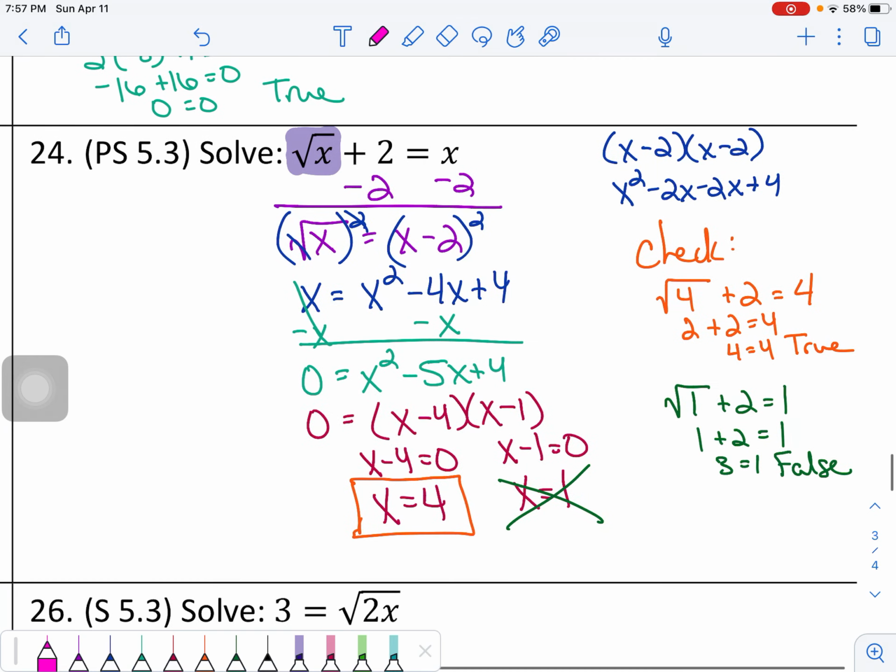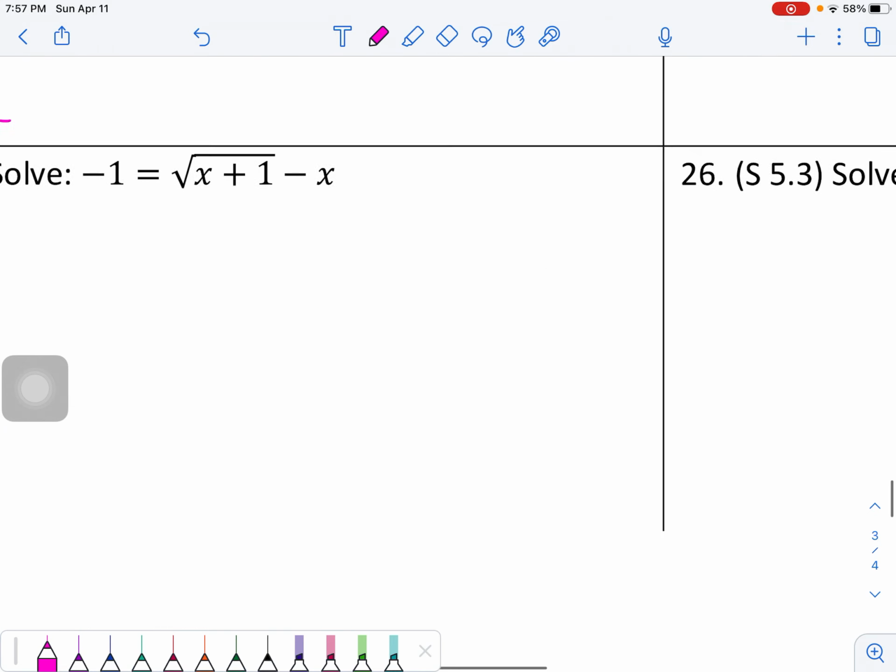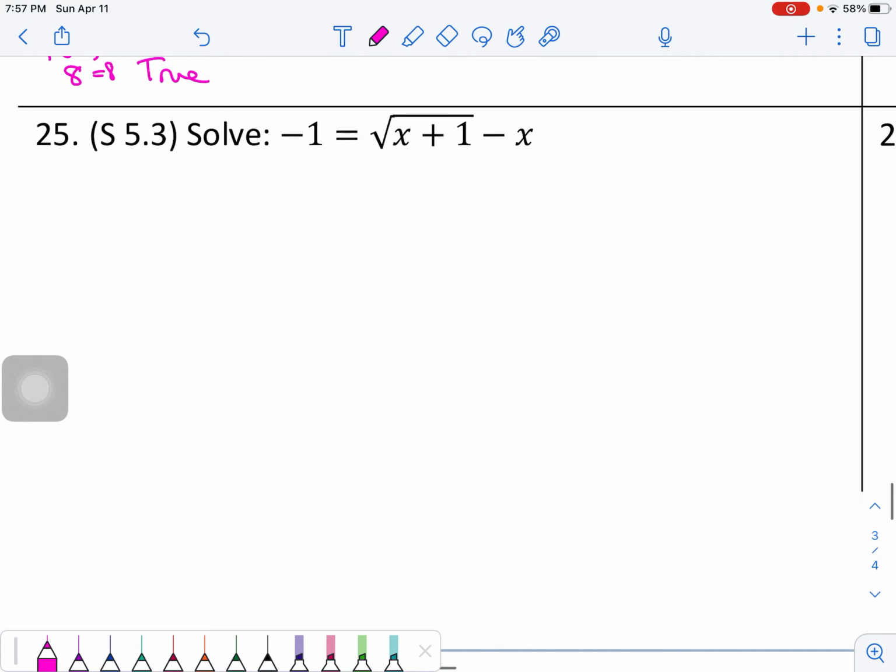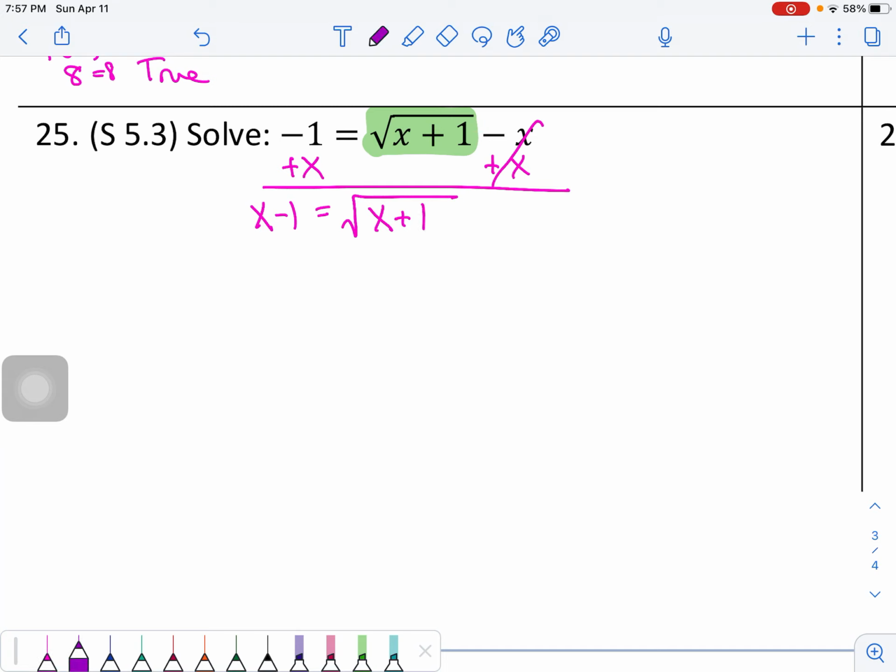All right, so number 24 is all done. I'm going to slide on down to number 25 here. All right, number 25, I'm going to find my root first, which is right there. I want to get that root, the radical expression, isolated. So I'm going to add x to both sides. So x minus 1 is equal to the square root of x plus 1.